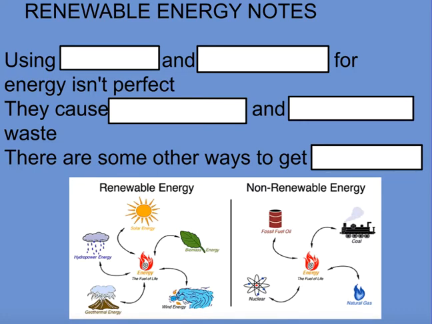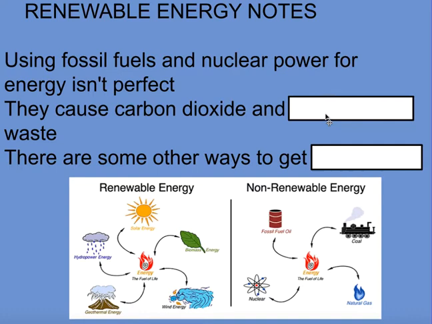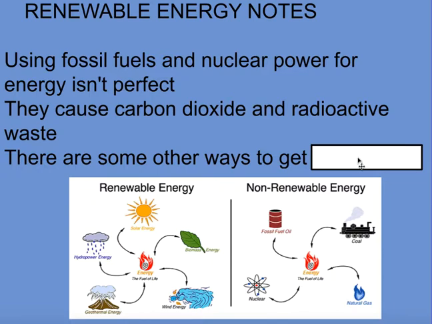Let's remind ourselves what renewable energy is. Using fossil fuels and nuclear power for energy, we know, isn't perfect. They can cause carbon dioxide and radioactive waste. There are some other ways that we can get electricity. We reviewed in class the non-renewable energy sources and how eventually these resources will run out. We want to invest time and energy into finding new renewable energy resources from things like the sun, water, and geothermal. Let's get specific about each type of energy.